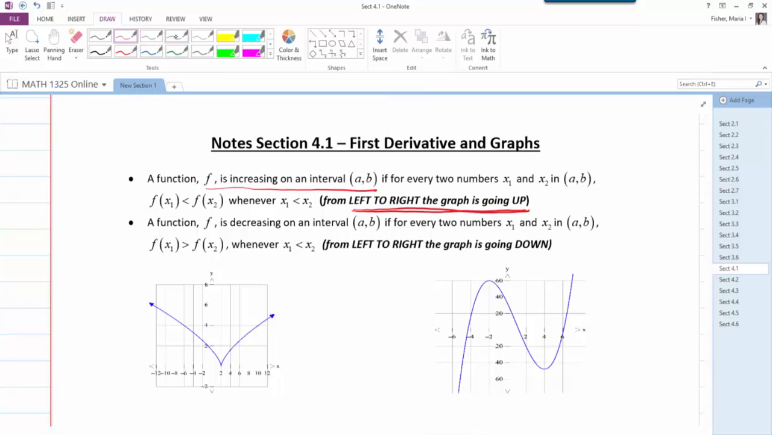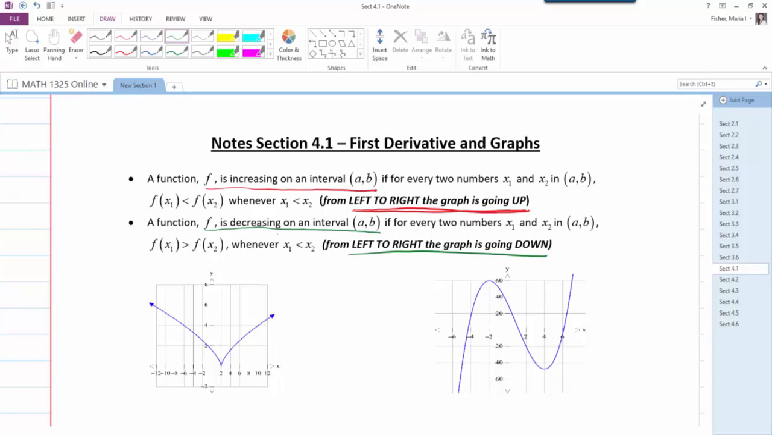And we also say that a function is decreasing on some interval if from left to right the function is going down. So technically, it's for every two numbers x sub 1 and x sub 2 in that interval ab, the function's value at x sub 1, or that y value, is bigger than the function's value at x sub 2. And for both of those, it's where x sub 1 is smaller than x sub 2. So what we really need to remember is that from left to right, if you're going up, your function is increasing. From left to right, if your function is going down, you are decreasing.